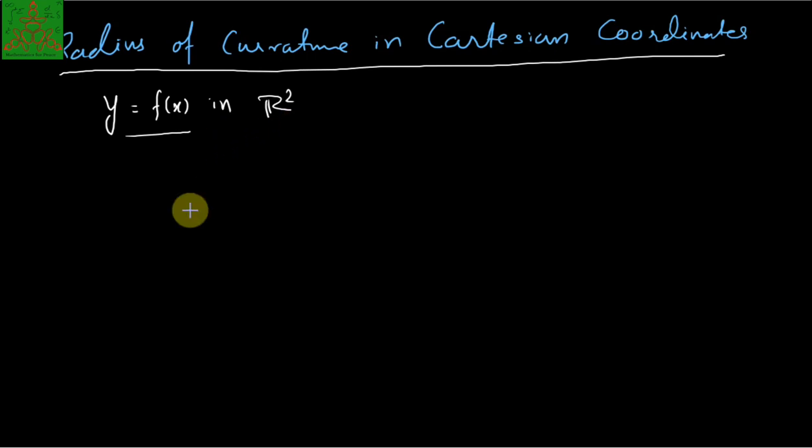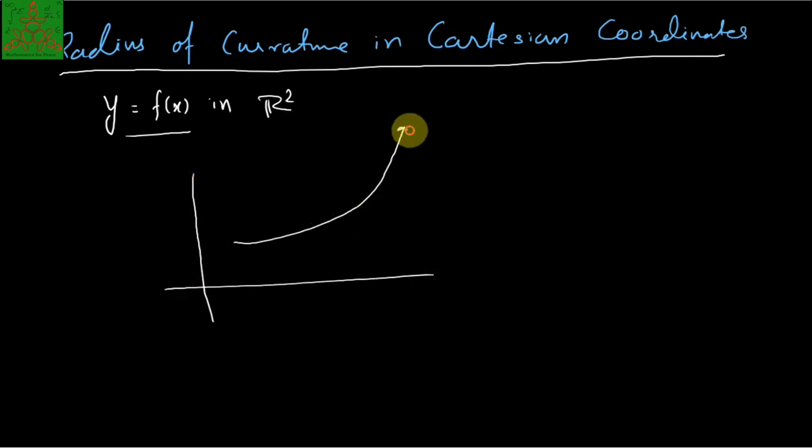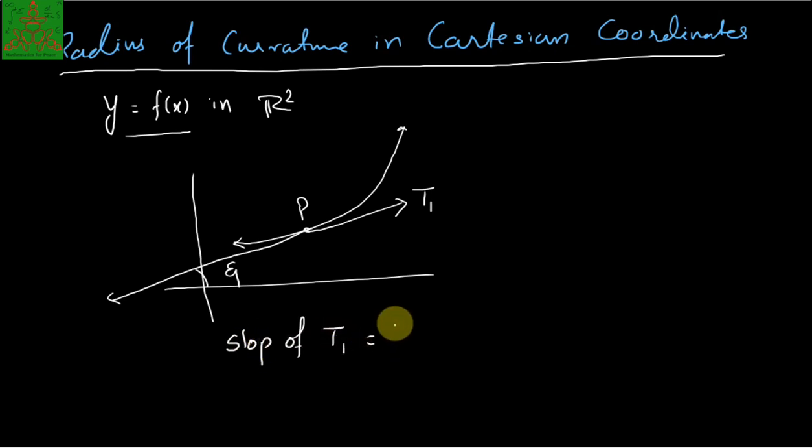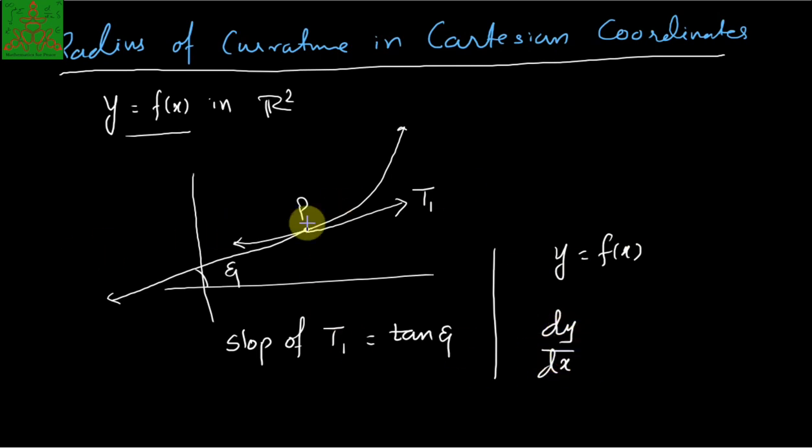So again we are taking the previous figure. This is the curve and this is the point P. At this point P, there is a tangent T1 which makes the angle xi with the positive x-axis. So the slope of this tangent T1 will be tan xi. And since the curve y is equal to f of x is given, the slope can also be calculated as dy by dx. So that is also the slope of this tangent at this point P. That means dy by dx is nothing but tan xi. These two values are equal, and let me call this equation 1.